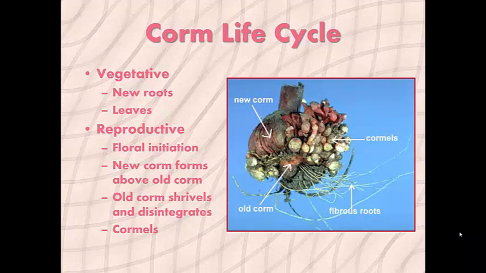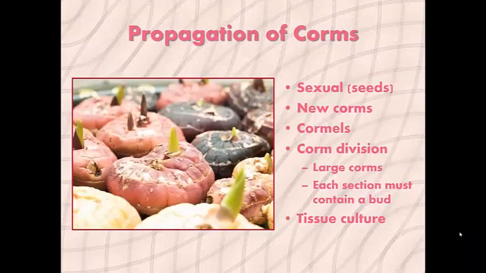Also, you'll notice this photo points to the fibrous roots. The corm has those fibrous roots, but you can also see the thicker roots in this picture. Those are the contractile roots. Here are some more corms. The two plants that I want you to think of when you think of corms are crocuses and gladiolas. These are gladiolas in this picture here. Those are both cormous species.